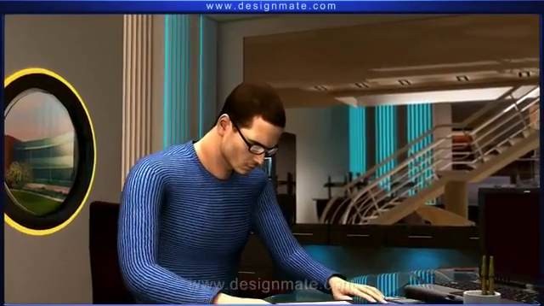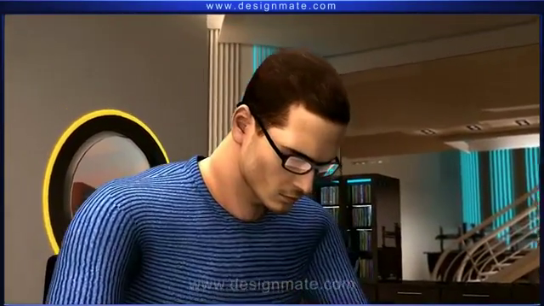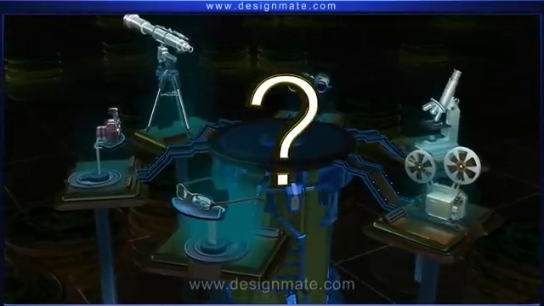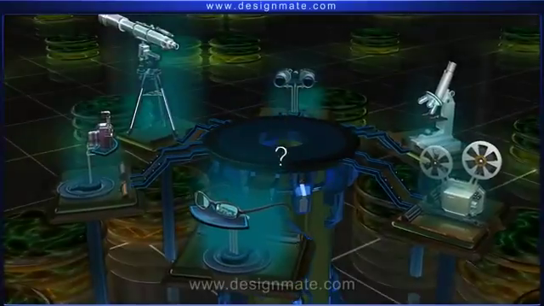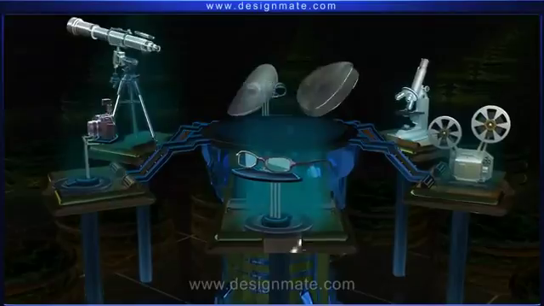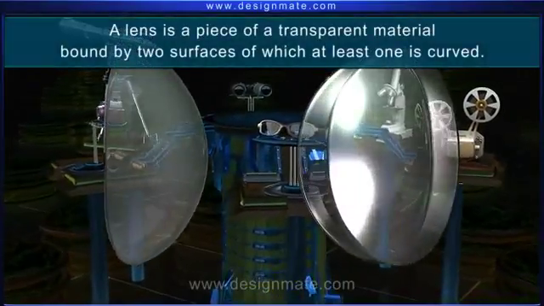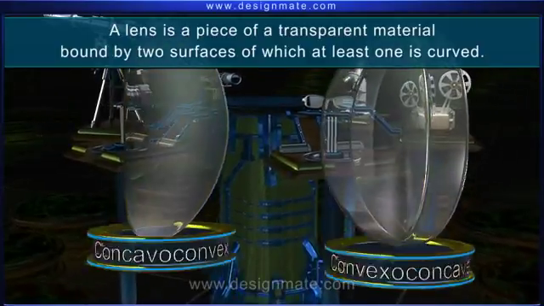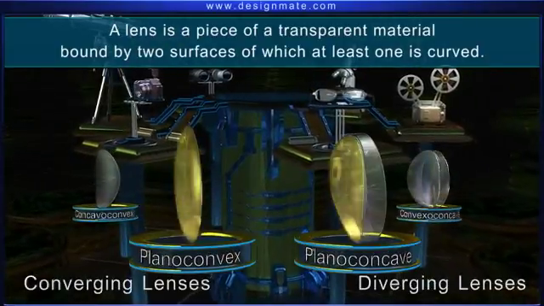Eyeglasses allow millions of people to read and see in comfort. Have you ever wondered which optical component makes all this possible? It is simply a lens. A lens is a piece of a transparent material bound by two surfaces of which at least one is curved.